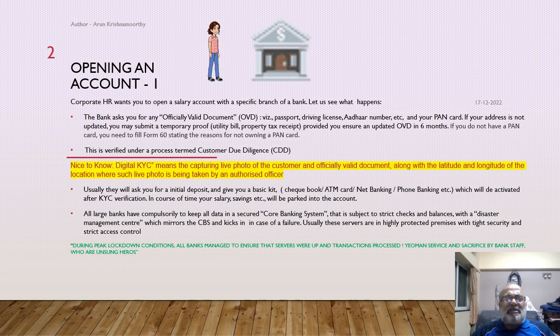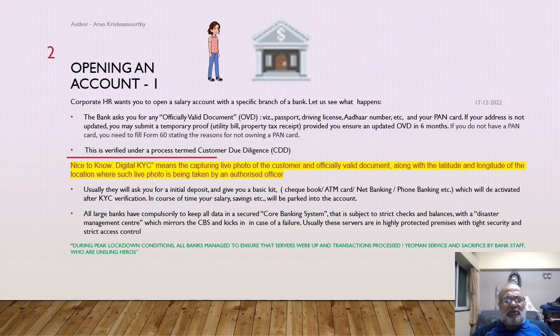And many banks have migrated to digital KYC, which the Reserve Bank also permits. That means you capture a live photo of the customer, sometimes done over a video call, where you photograph yourself holding a PAN card and your Aadhaar card like this, and give a particular recital. And when this is done, the Reserve Bank expects that the actual latitude and longitude of the location where the live photo is captured is recorded by an authorized officer.